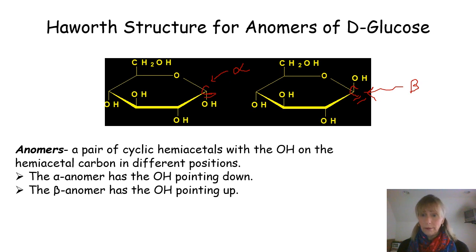So every single time, no matter what Haworth projection we're looking at for what monosaccharide, you're always going to have these two anomers. You're going to have one where the hydroxyl group points down, one where it points up. When it points down, it's alpha. When it points up, it's beta. Okay? Alrighty.